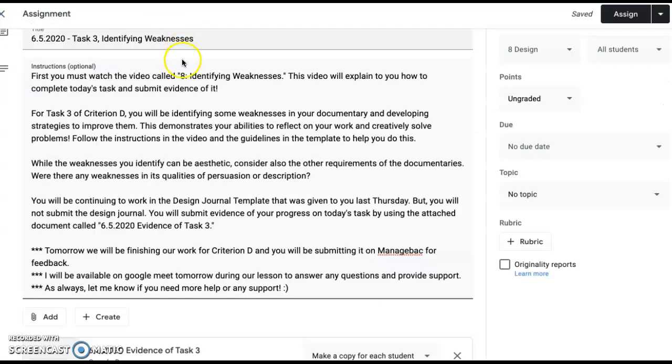So what is task 3? How are you going to do task 3 today? Well, task 3 is when you identify some weaknesses in your product, and then you try to come up with strategies that could improve those weaknesses.